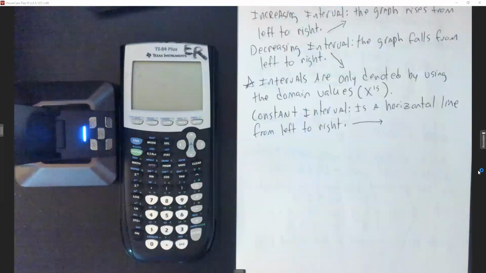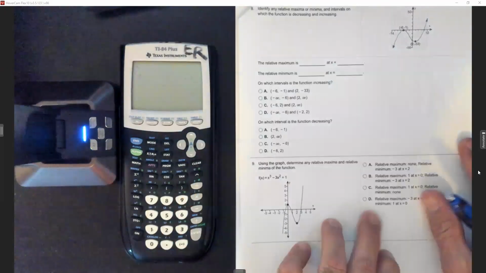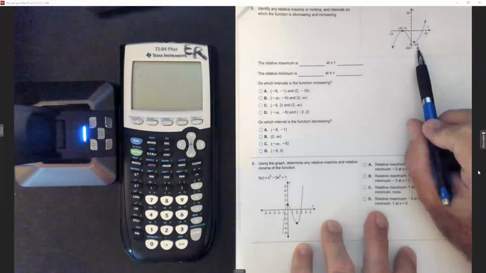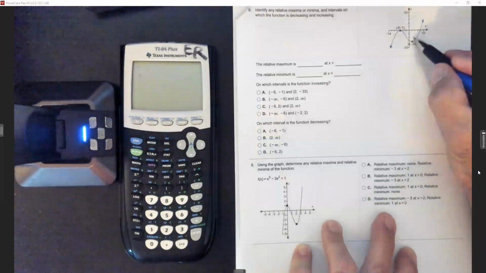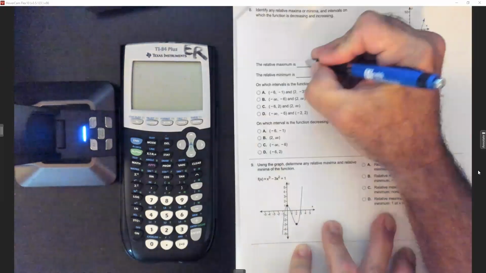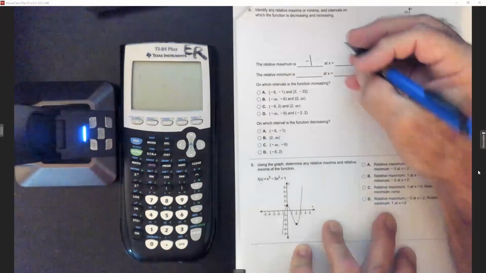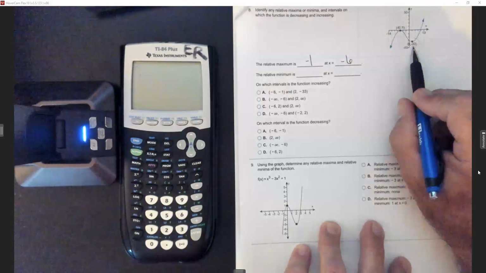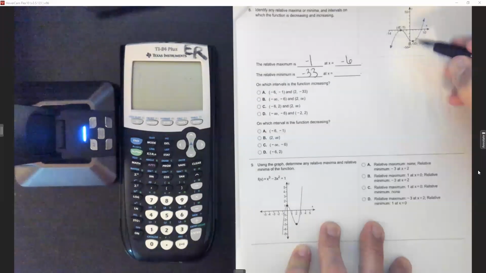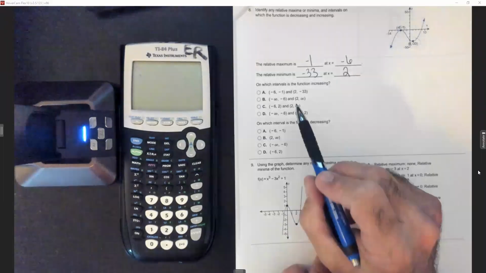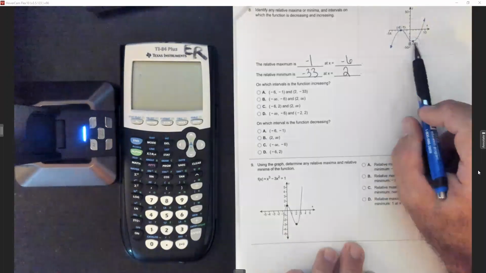36. All right, let me see. They're giving me the points here is what, -6, -1. And then this point is 2, -33. So I got a maximum at this point and a minimum at this point. So here we go. The relative maximum is, so the maximum value is the y value, which is -1. And that happened at the x value of -6. And then you do the same thing for this minimum. The minimum is the y value of -33. And that happened at the x value of 2. Okay? So the y values are the min and max values. X values are where they happen.